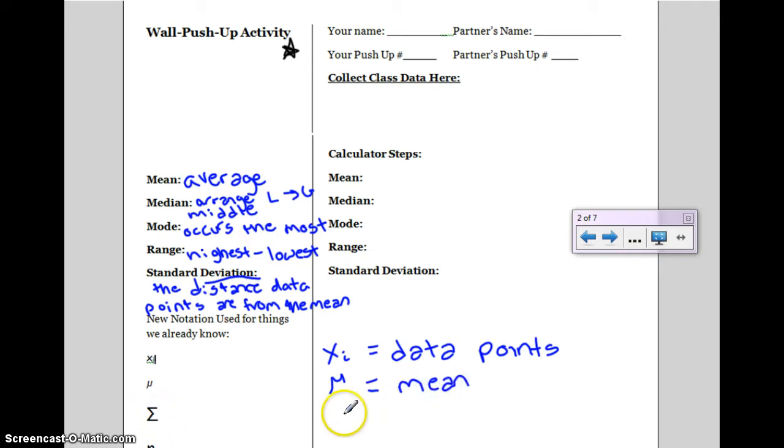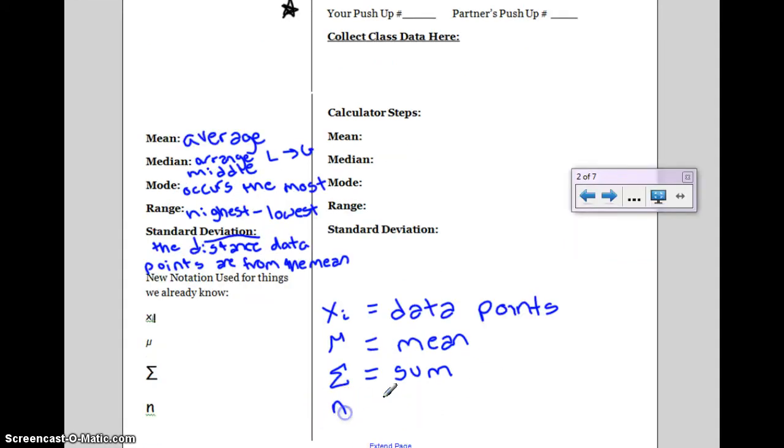You are also going to see this summation symbol, which is the Greek letter sigma, and sigma is telling us that we are adding, so it's a sum, okay? And then the last one is an n. And n just tells you how many, it stands for the number of data points total that you have. So for our push-up activity, if we have 25 students in class, then our total number of data points would be 25, right? So the number of data points is 25.